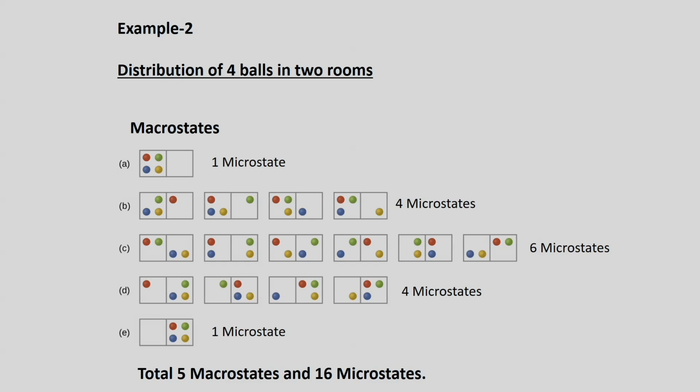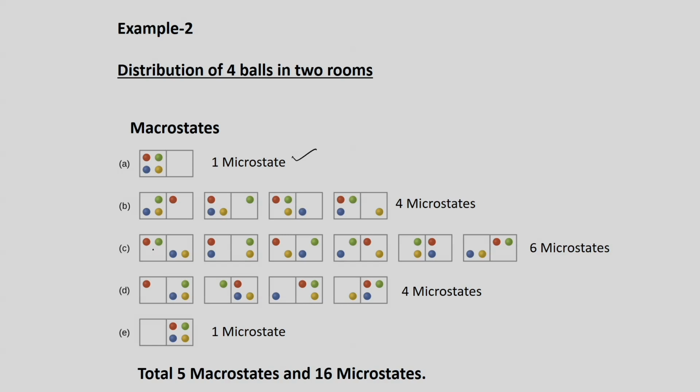First possibility is all 4 balls are in the first room, and there is no ball in the second room. So this is 1 macrostate possible, and this is 1 microstate. Then we can have blue, red, and green balls in one room, and a red ball in the second room. Now we can change the ball, meaning 3 balls in the first room and 1 ball in the second room. For this kind of arrangement we get 4 microstates.